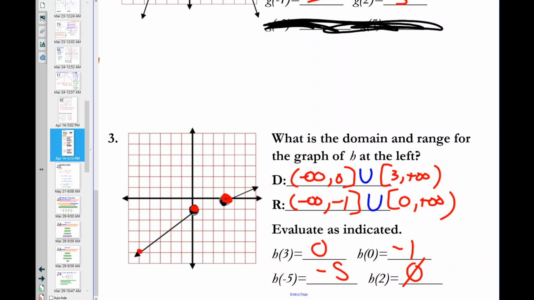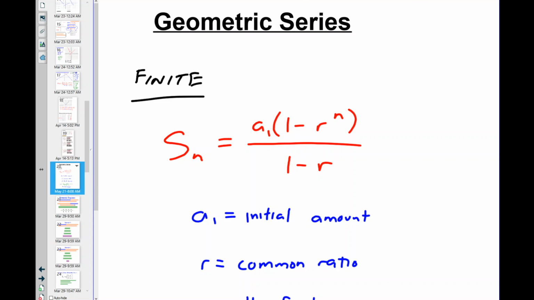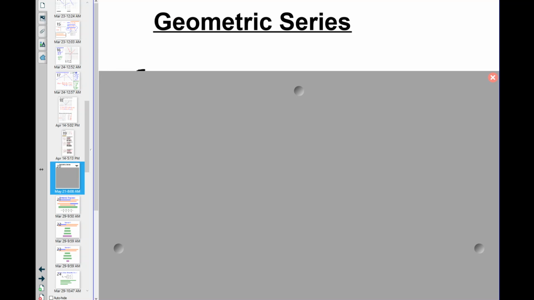I told you that this was a bit of a hodgepodge unit. So that was the hodge. Here comes the podge. These don't really necessarily have anything to do with each other, but this is the second part of the unit, which is geometric series. Now, back in Algebra 1, you were introduced to something called a geometric sequence.